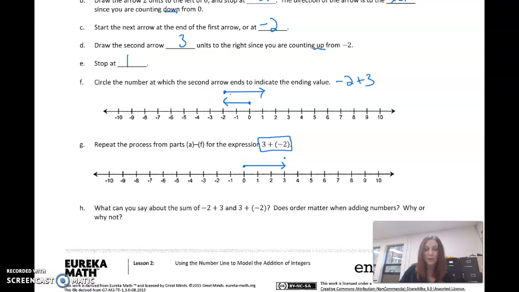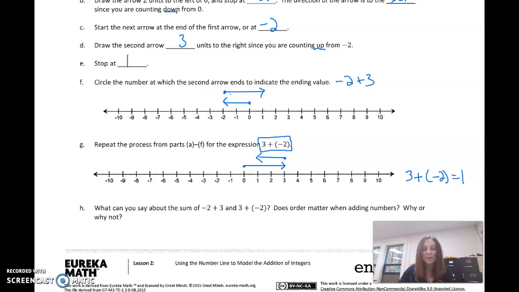That represents a 3. Now I'm at the 3, and I'm going to go 2 units to the left because that negative sign is to the left. And I put the arrow on the wrong thing. Sorry, guys. How's that? And what we're going to see is that 3 plus a negative 2 also equals 1. So notice, we stop at 1 each time.